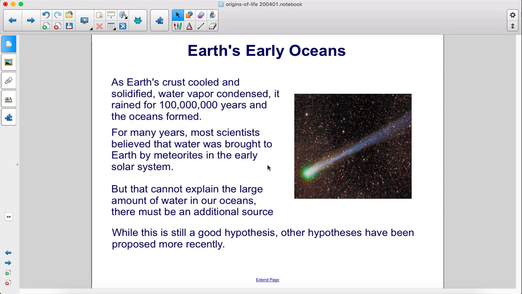For many years, most scientists believed that water was brought to Earth by meteorites in the early solar system. But that cannot explain the large amount of water in our oceans. There must be an additional source. While this is still a good hypothesis, other hypotheses have been proposed more recently.